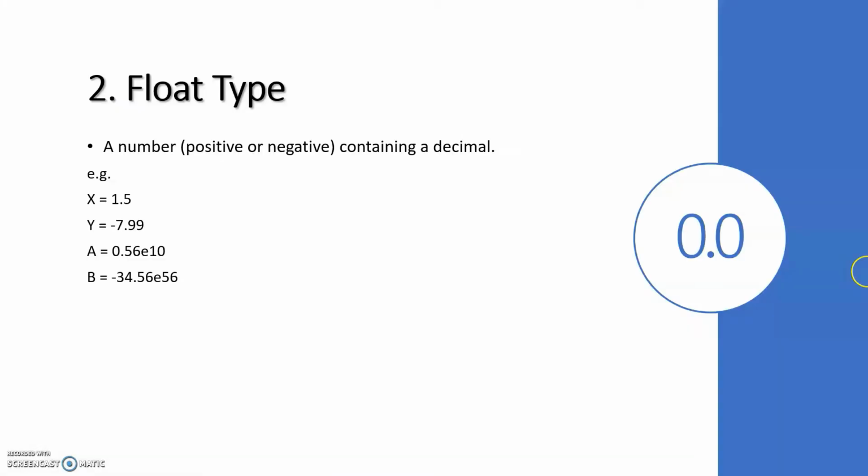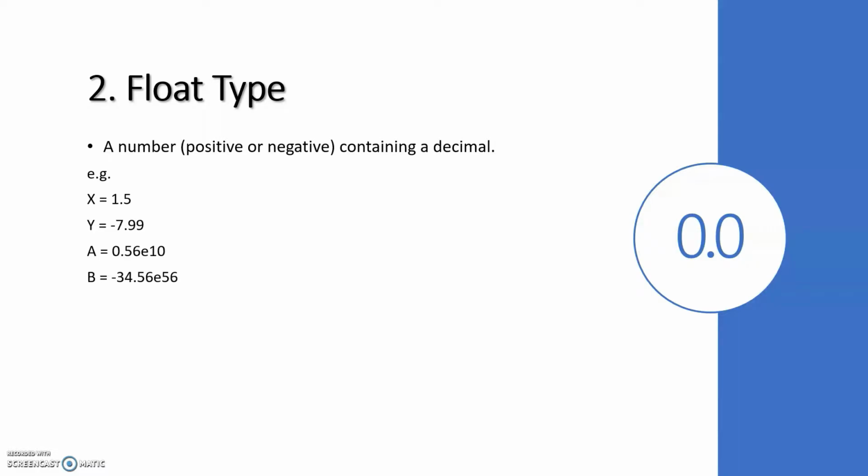3,675. Now the next primary numeric type in Python is the float type, also known as the decimal type. It basically represents numbers, positive or negative, containing a decimal. For example, x equals 1.5 or y equals negative 7.99. They are all known as floats.